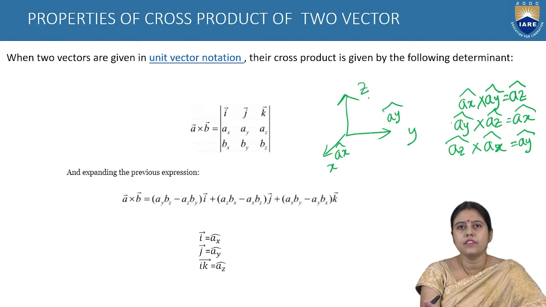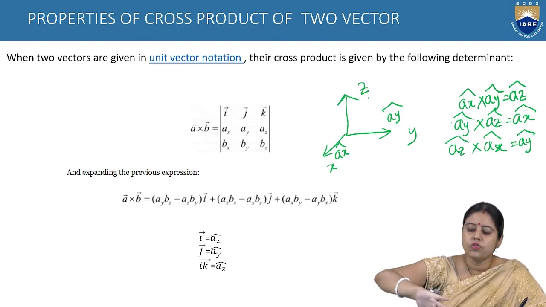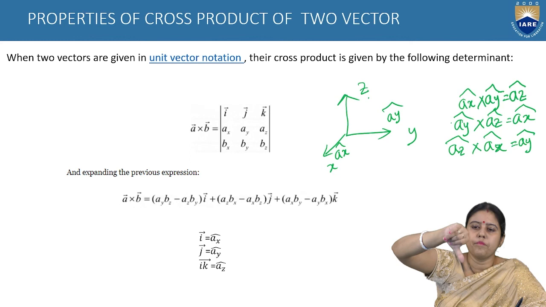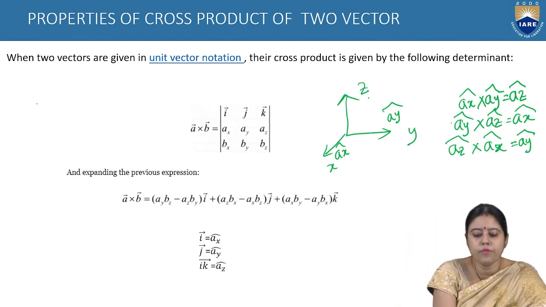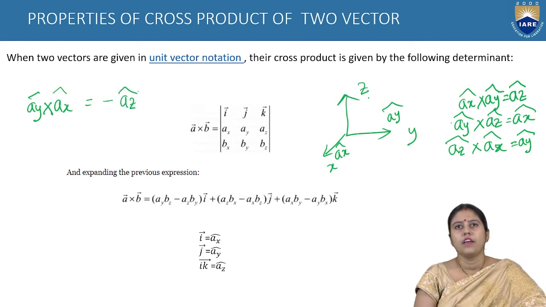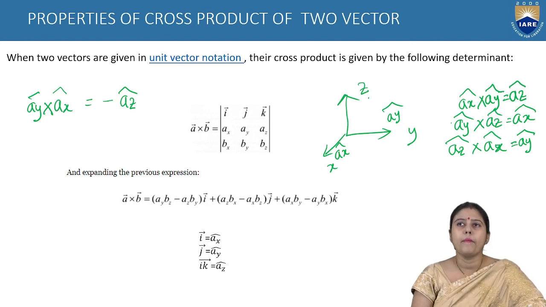Now it goes in the anti-clockwise direction. Now if the vectors are going in the clockwise direction, what will happen? It will happen in the opposite direction. Why? AY to AX, you can see the thumb is downward. So if we write AY cross AX, the direction will be minus AZ. Clear? So if we write AZ cross AY, it will be minus AX.